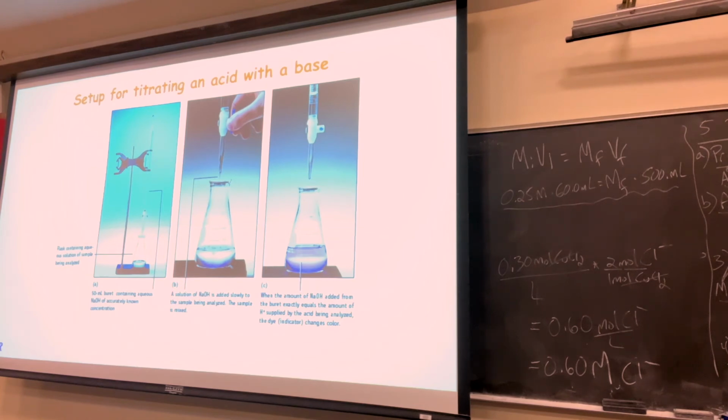We'll use this in the lab, not this week, but next week. As the stuff from the buret goes into this, which is, by the way, an Erlenmeyer flask, there's usually some kind of a color change involved. And when the color persists, that means the reaction is done.